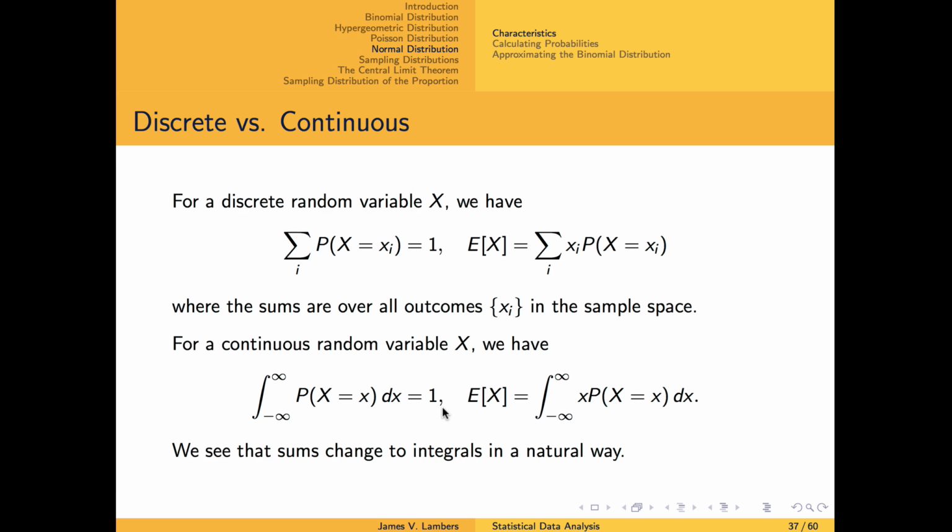Similarly, for the expected value, with both discrete and continuous random variables, the probability is multiplied by little x, the value of a particular outcome, and then summed or integrated as appropriate.